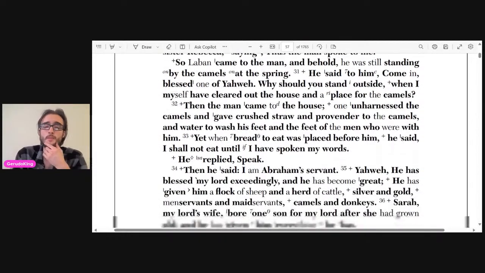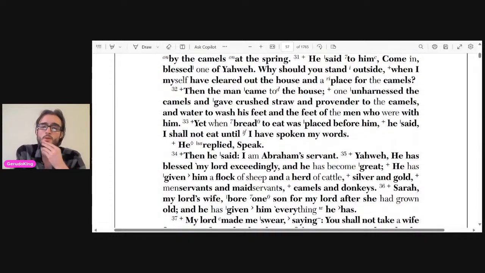He said to him, "Come in, blessed one of Yahweh. Why should you stand outside when I myself have cleared out the house and a place for the camels?" Then the man came to the house, one unharnessed the camels, and gave crushed straw and provender to the camels, and water to wash his feet and the feet of the men who were with him. Yet when bread to eat was placed before him, he said, "I shall not eat until I have spoken my words." He replied, "Speak." Then he said, "I am Abraham's servant.